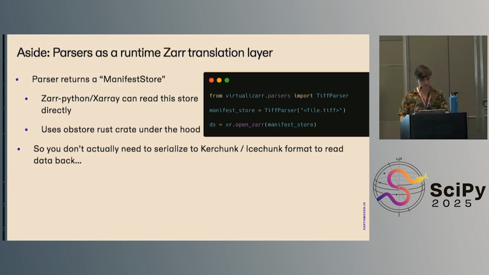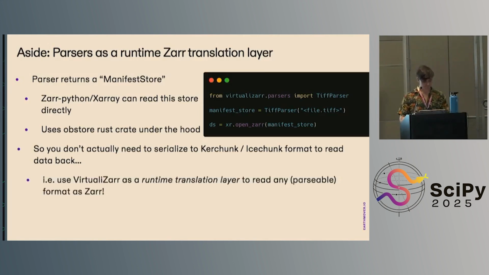Which means that in order to read the data from the TIFF file, you don't actually need to serialize to Icechunk. In other words, you're able to use VirtualiZarr as a runtime translation layer to read any parsable file format as Zarr. So it's kind of like an adapter layer, a little bit like the Oxbow presentation from yesterday, which was doing something similar for tabular data formats in genetics. This is a little bit like an array equivalent of that project.